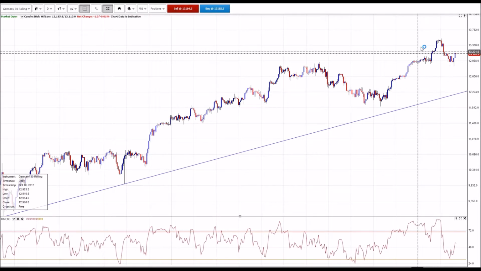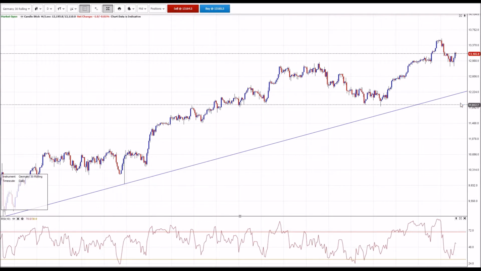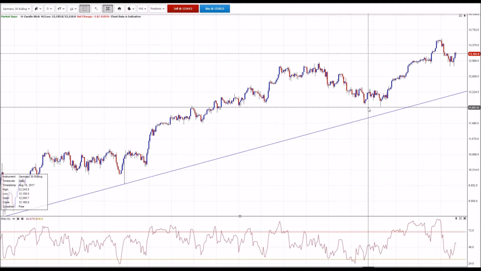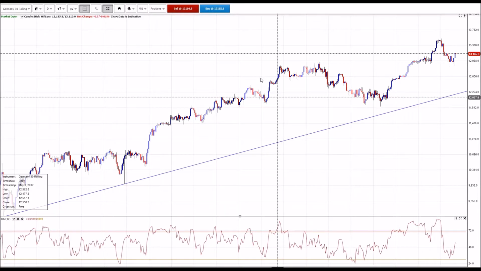So the market would need to drop about 1,000 points from where it is now to threaten that uptrend. And for me, it's only if we lose these old supports at 11,850. So from a medium to longer term perspective, the long-term trend for the DAX is still most definitely up. And from a short-term perspective, we saw some of the levels there.